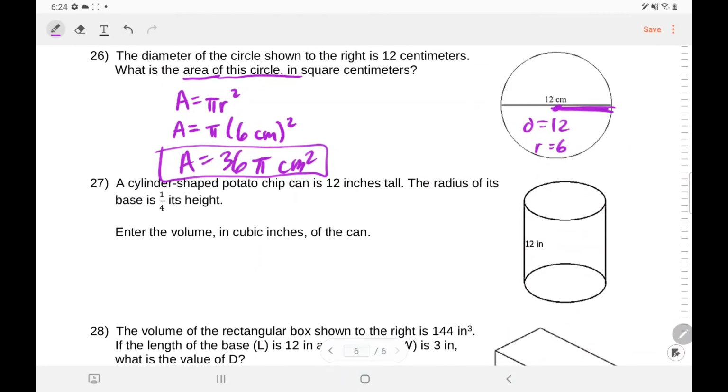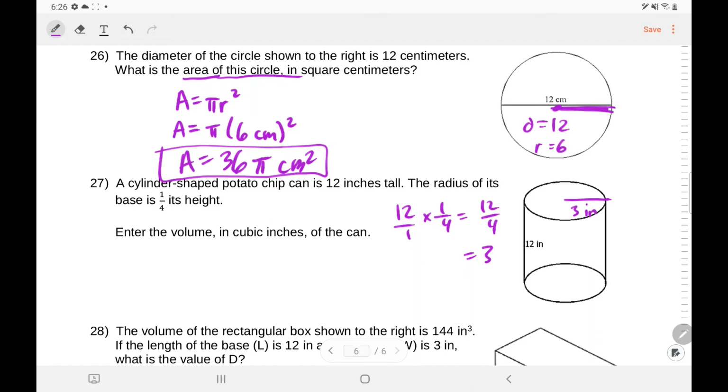A cylinder-shaped potato chip can is 12 inches tall. The radius of its base is 1/4 of its height. So we need to take 1/4 of 12 inches. So 12 inches times 1/4. That will give us 3. So we know the radius is 3 inches. 3 inches is 1/4 of 12.